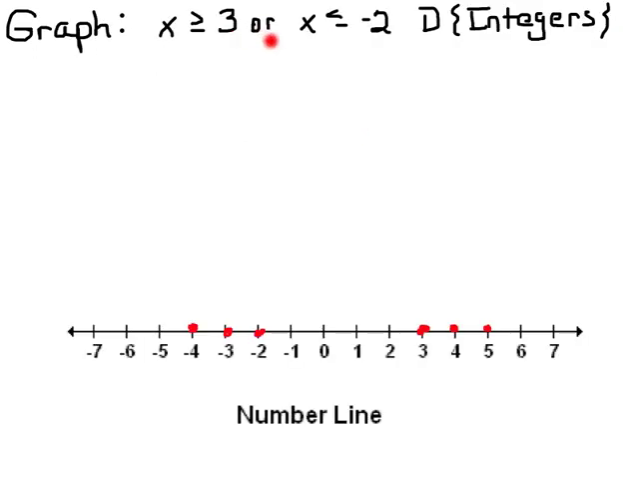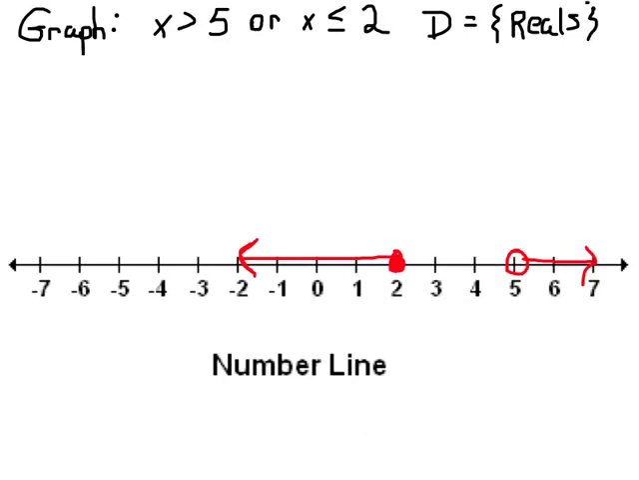Now this is a disjunction because you see the word or. Our domain is still integers. X is greater than or equal to 3, so it can be 3, 4, 5, and so forth. Or x is less than or equal to negative 2. So we start at negative 2, negative 3, negative 4, and we can keep going with that. Again, another disjunction.